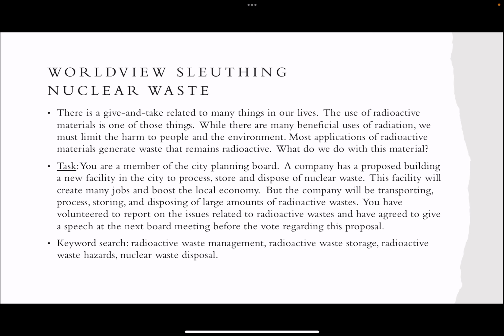So what we are going to be working on for the next few days is a project. And there is a rubric about this that I've posted in Google Classroom. Basically, you're going to pretend that you're a member of the city planning board. And there is a company that is trying to come into your city to propose building a nuclear waste storage, processing, and disposal facility. Okay?